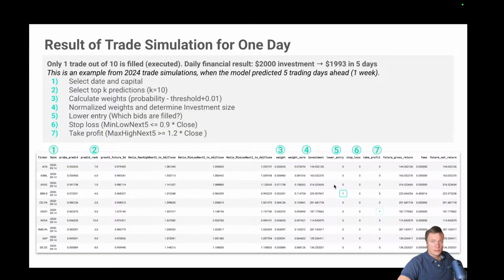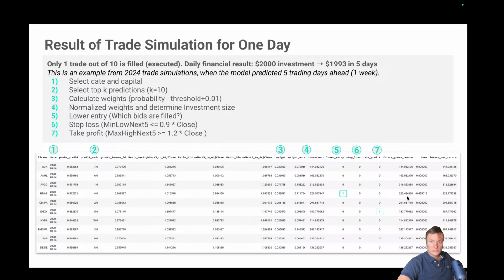The thing is that just because of the lower entry defined, this trade was not executed. So it's step number 5, and maybe the stock was growing very quickly, and we couldn't buy at a lower price. Only one trade was executed, so there were no stop losses and only one take profit that could be executed if the trade was filled. And here you can see that's future gross return.